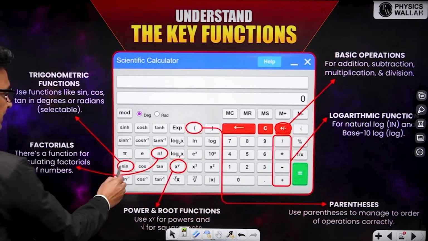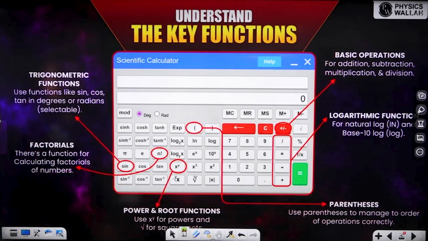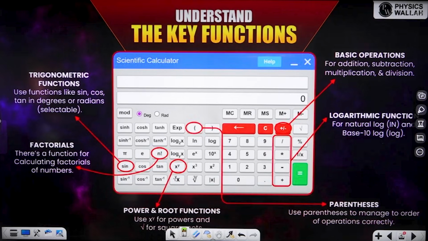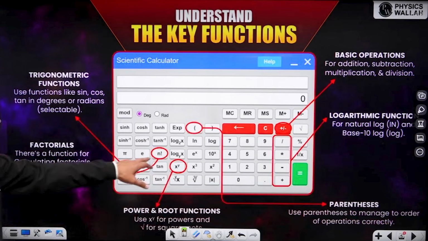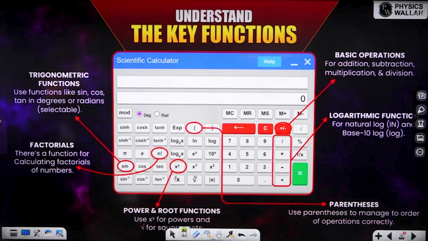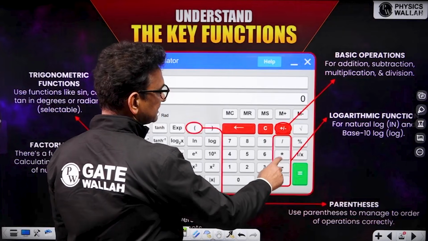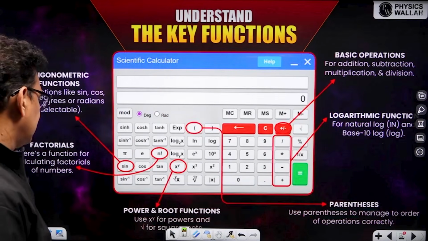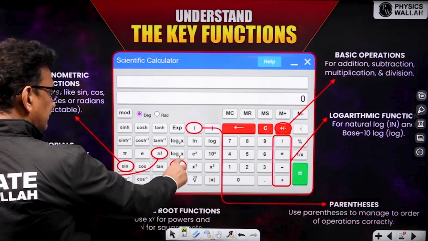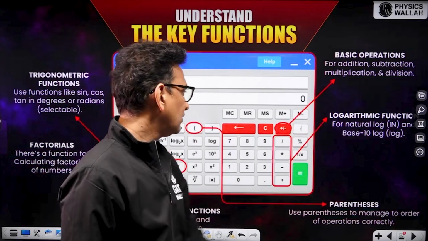See, this sine, cos, tan, these are my trigonometric functions. We use these functions like sine, cos, tan in degree or radian. These are the factorial n. You can use this key to find out the factorial. This is my basic function: plus, minus, multiplication and division. These are the power and the root function, and this is the log function.